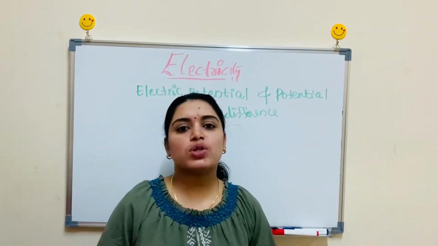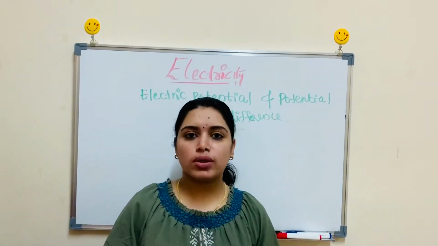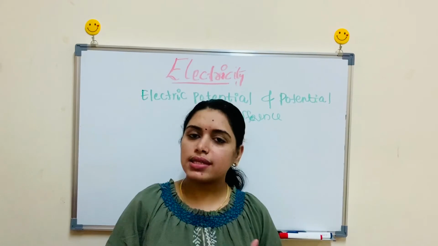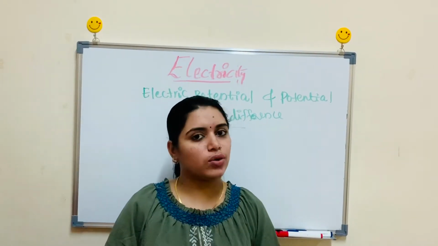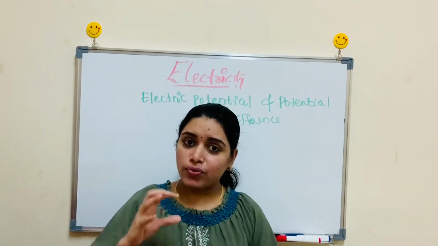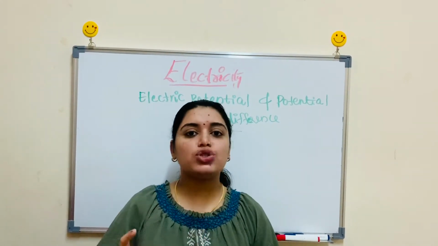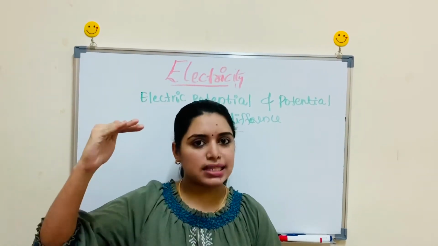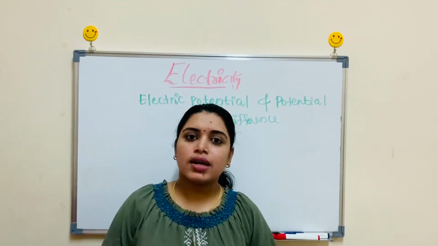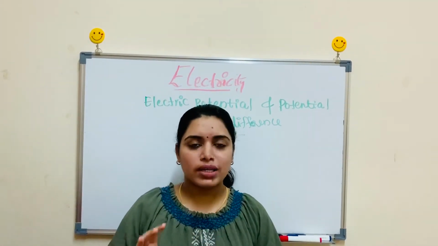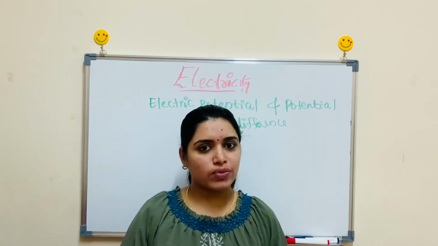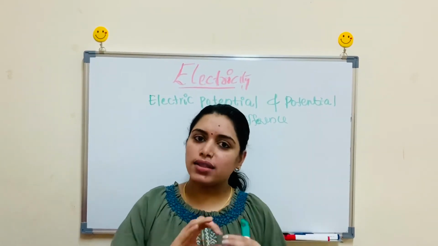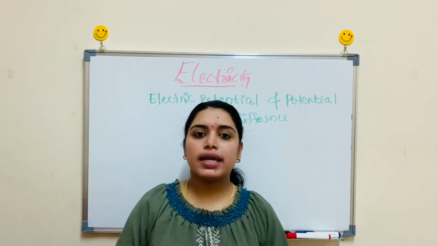Now we can study the electric potential and potential difference. Suppose we kept water in a perfectly horizontal tube. Will the water flow take place? No, the water will not flow. But if we connect one end of that tube with a tank which is placed at a higher level, then of course the water will flow. Now there is a pressure difference between the two ends of that tube. Due to that, the water flow takes place.